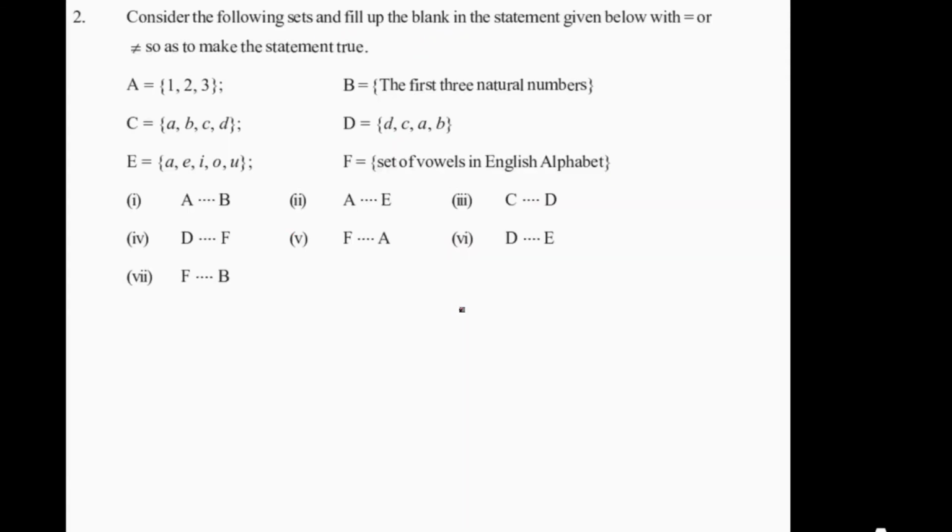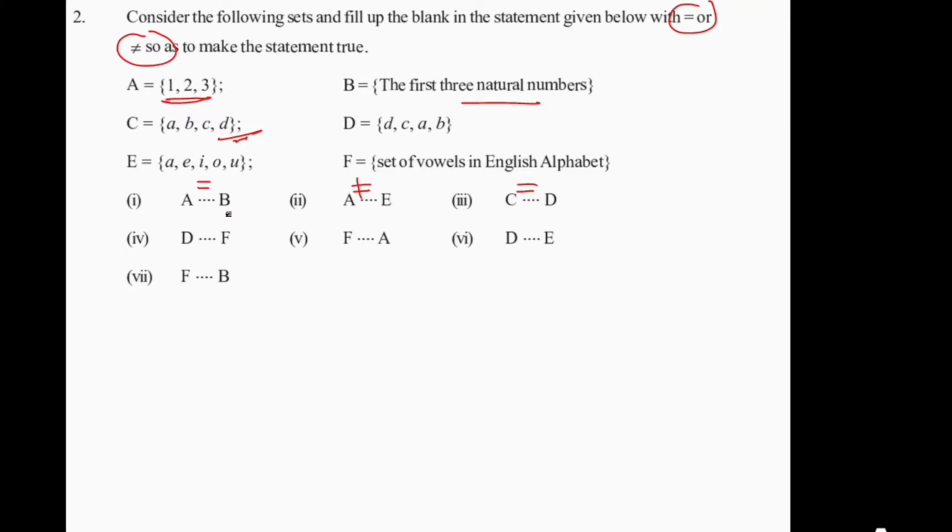You need to say whether it is equivalent or not equal to the set. Okay. So let us look at the first one here. A, B, C, 1, 2, 3, right? The first three natural numbers, hence it is equal. If you're looking at A and E, 1, 2, 3, you have a set of numbers and here you have vowels. No. Let us look at C and D, A, B, C, D, A, B, C, D. Since you have the same set of elements, it is equal.